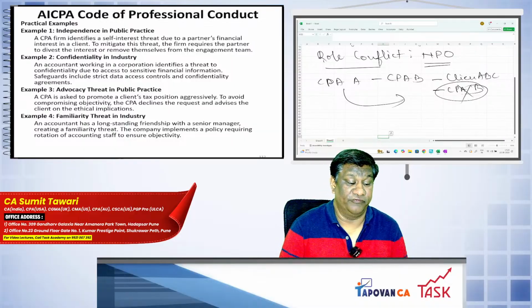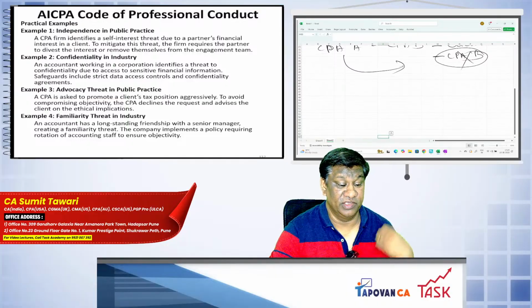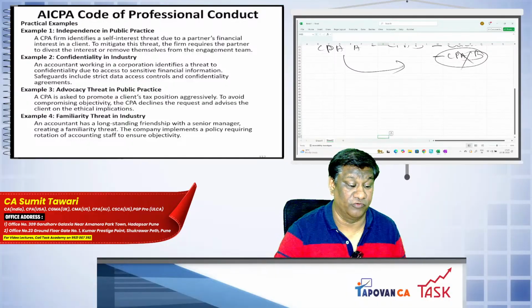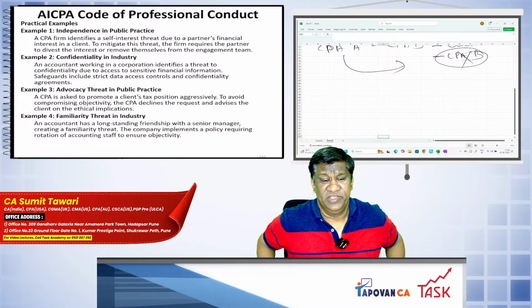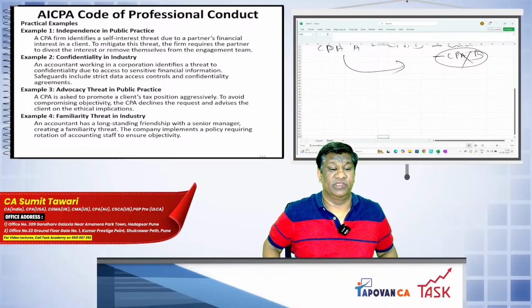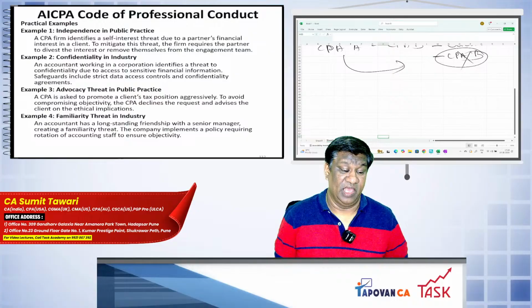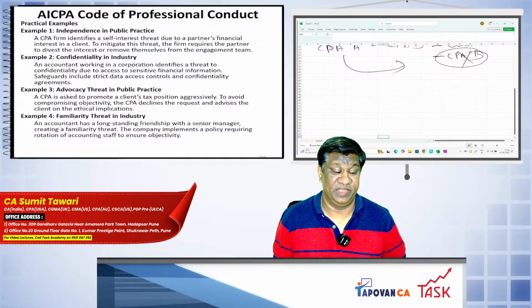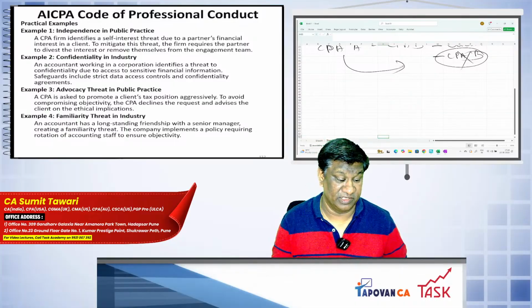Then confidentiality in industry. An accountant working in a corporation identifies a threat to confidentiality due to access to sensitive financial information. Safeguards include strict data access control and confidentiality agreements. So if the CPA is doing a job with the organization, he is aware of the kind of orders they are getting, and he should not spread this information to family and friends. He needs to maintain that.